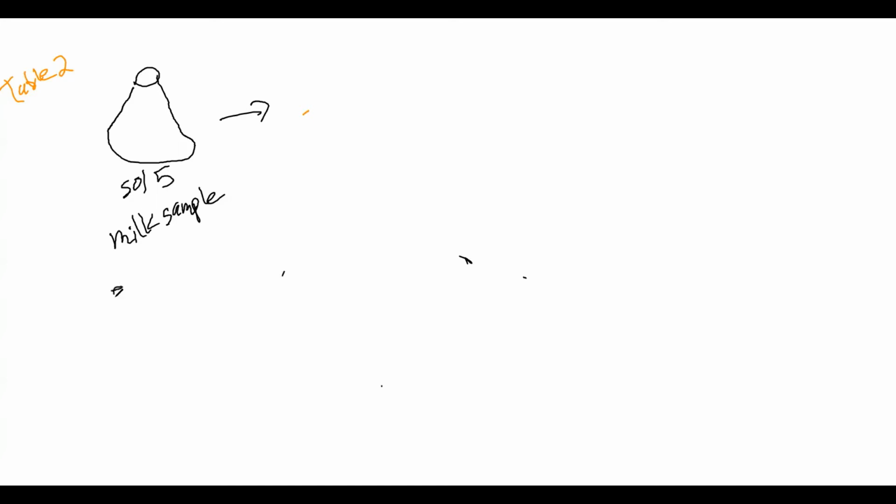Table 2 is something similar, but our dilutions are going to be different. For table 2, this is solution number 5, and this is going to be our milk sample. Now, our milk sample, we're going to go ahead and leave it in its initial state. So if our total volume is 5 milliliters, then we need 5.0 milliliters of milk and 0 milliliters of water.